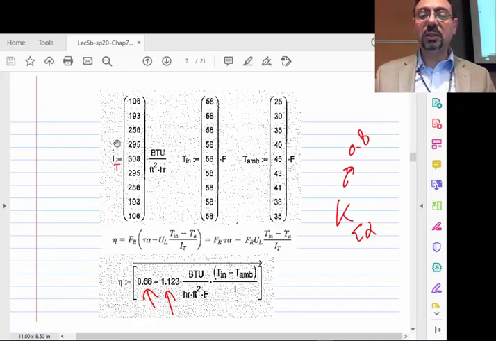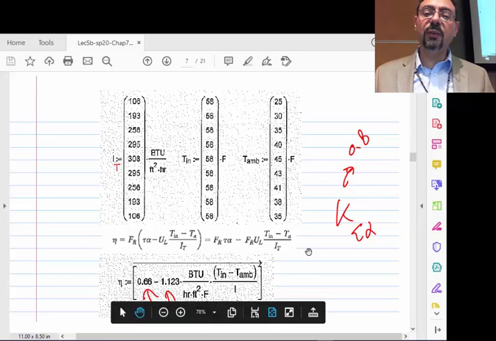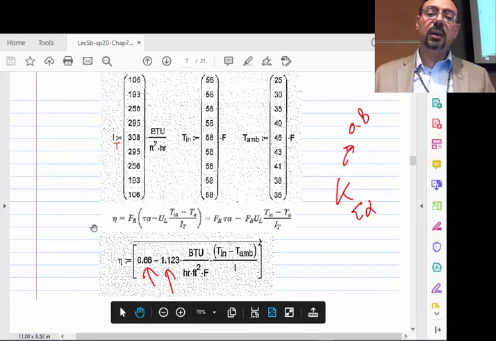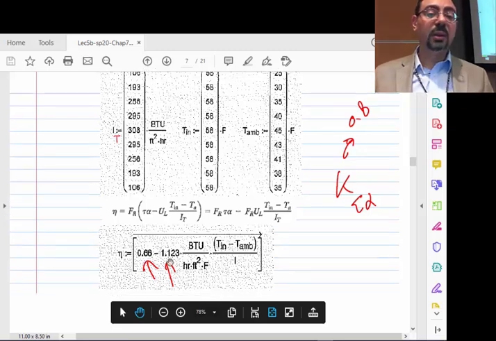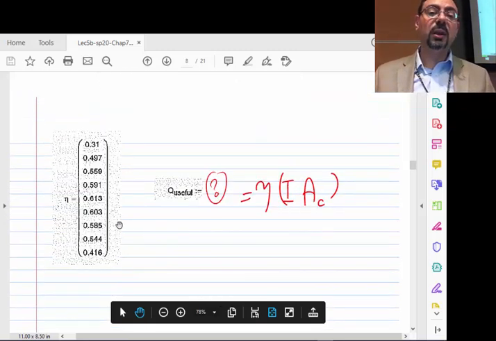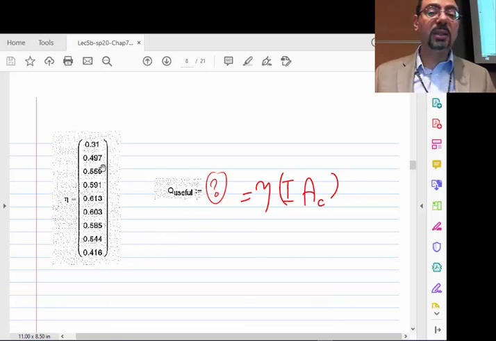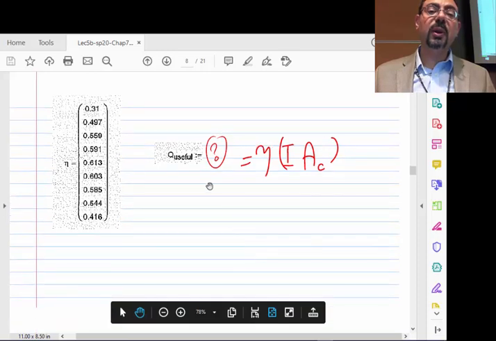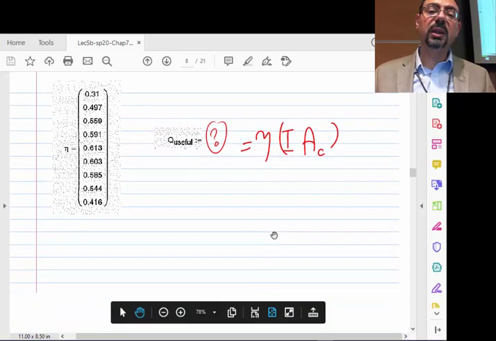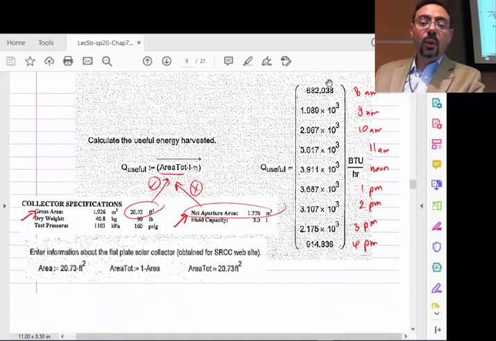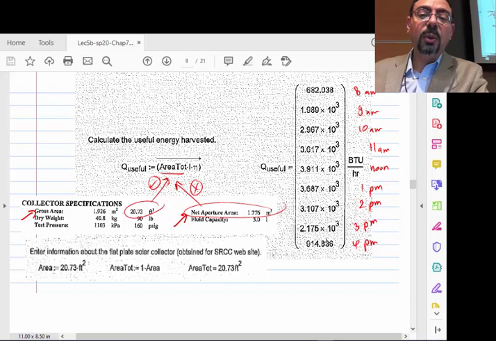Okay, and so this is just him putting the numbers in for you and using the efficiency equation. He got the FR tau alpha, that's the intercept, and he got this, that's the slope, and he got those directly from the table of the chart. Okay, and here is the efficiency, and Q useful is each efficiency multiplied by the incident radiation, right? And Q useful is basically this. And when he adds all the Q useful, then he will be able to get what is captured.